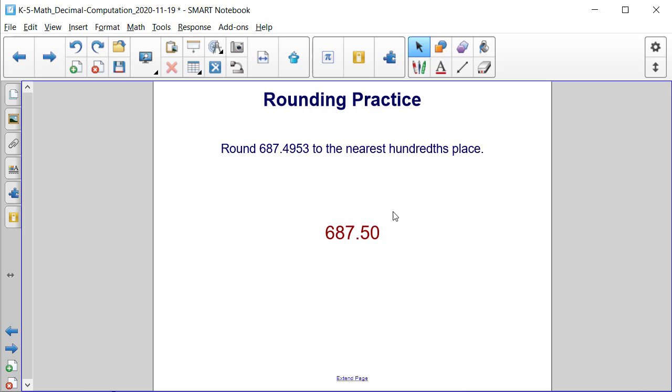And we can see on this slide that indeed 687 and 4,953 ten-thousandths when rounded to the nearest hundredths place is 687 and 50 hundredths.